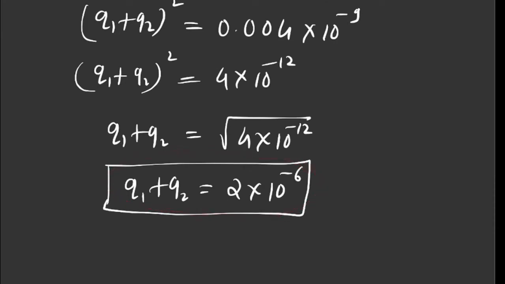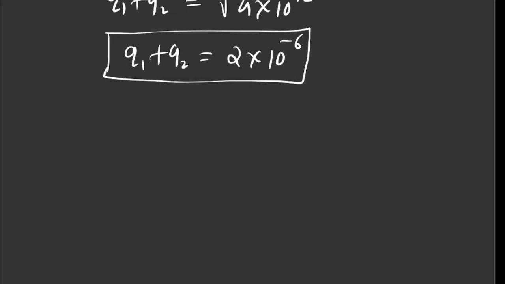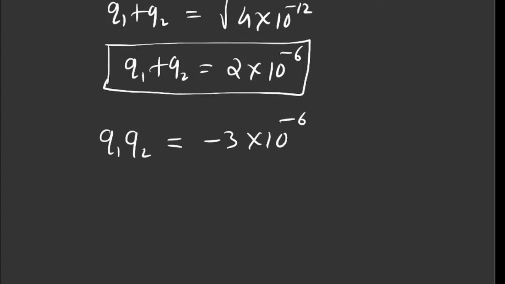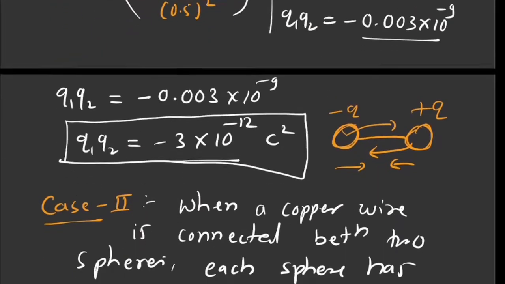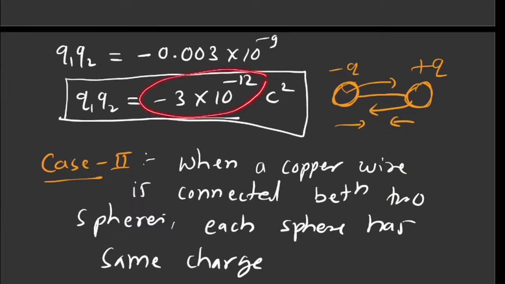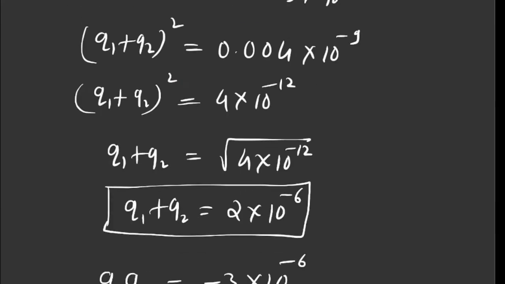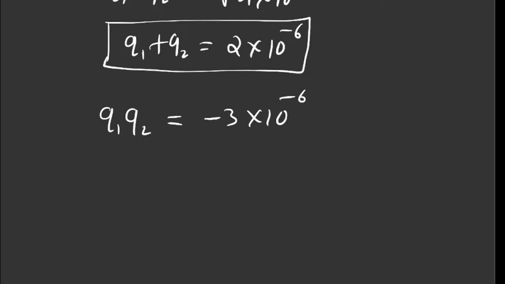Okay, now see. What we got here from case 1? q1 into q2 is equal to minus 3 into 10 to the power minus 12. Sorry, it is 10 to the power minus 12, not minus 6. So q1 into q2 we got as minus 3 into 10 to the power minus 12. And from the second situation, we got this.